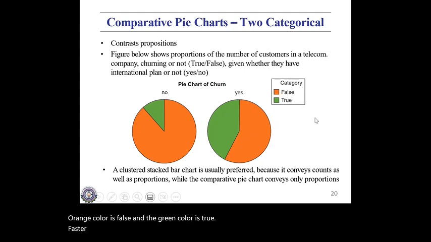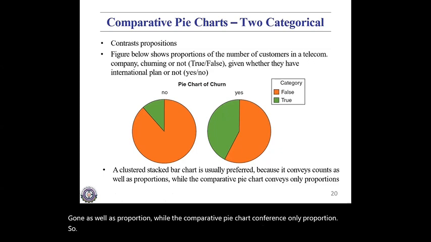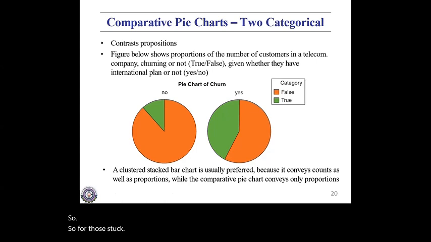The orange color is false, and the green color is true. A clustered stacked bar chart is usually preferred because it conveys count as well as proportion, while the comparative pie chart conveys only proportion. So the stacked bar chart conveys count and proportion, but the comparative pie chart only conveys the proportion.